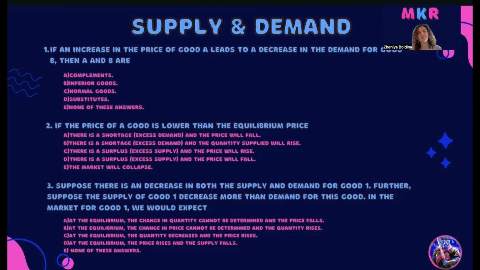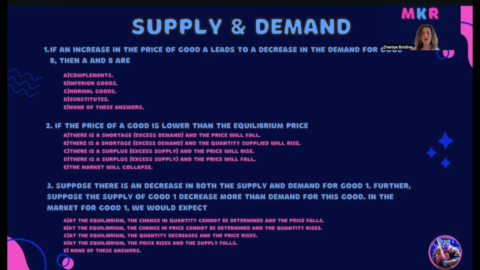There's a direct relationship. So in this case, we can say those two goods are complement goods because you buy them together. So as the price for one good increases, the demand for good B, our iPhone cases, decreases. So that's why our answer is A in this case, the complements.